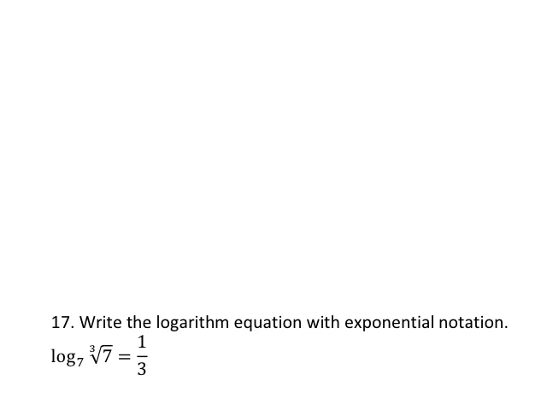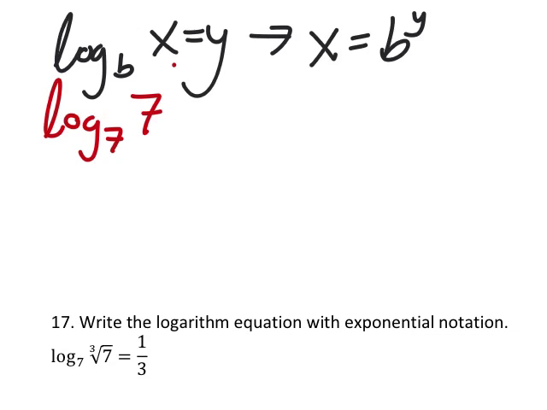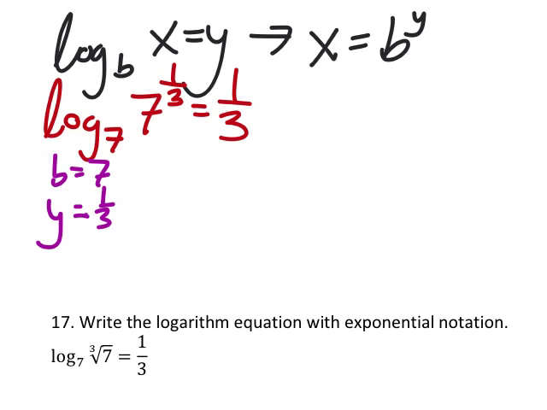So on this one, we're going to write this log notation and turn it into exponential notation. Alright, on 17 here, we're going to go back to that, sorry about that, the log sub b of x equals y. This will give us x equals b to the power of y. And acknowledging here that we can rewrite it, we have the log sub 7, and I'm going to write this as 7 to the power of 1/3 equals 1/3. So this tells us that b is 7, y is 1/3, and x is 7 to the power of 1/3.